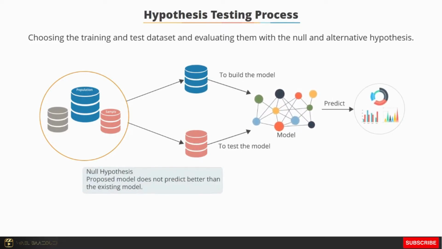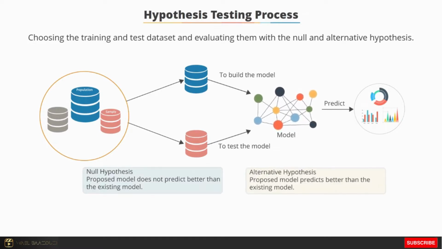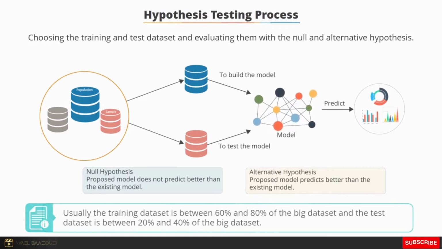The null hypothesis that was formulated will be proven right when the proposed model does not predict better than the existing model. The alternative hypothesis will be proven right if the proposed model predicts better than the existing model. Typically, the training dataset size is anywhere between 60 and 80% of the big dataset, and the test dataset ranges between 20 and 40% of the big dataset.